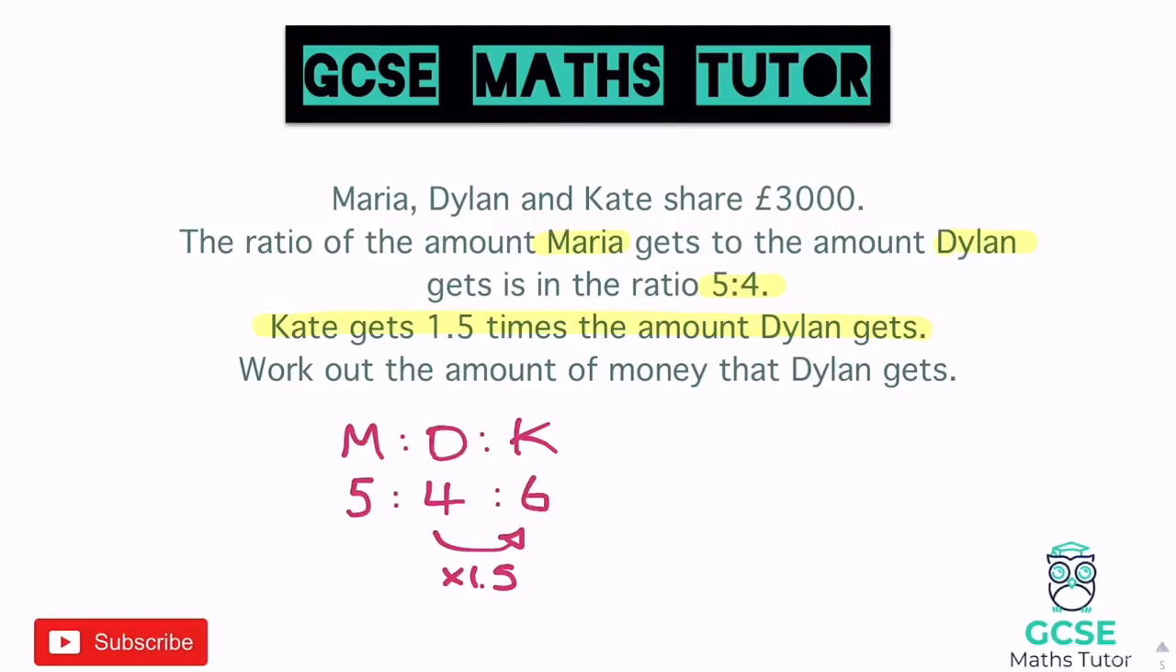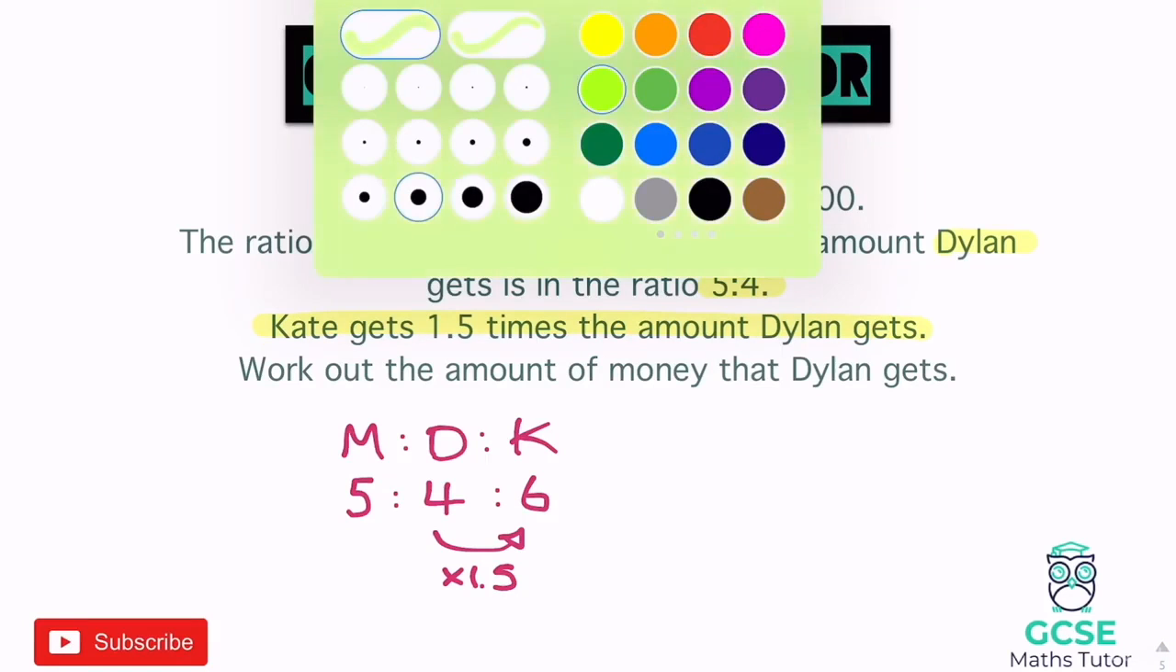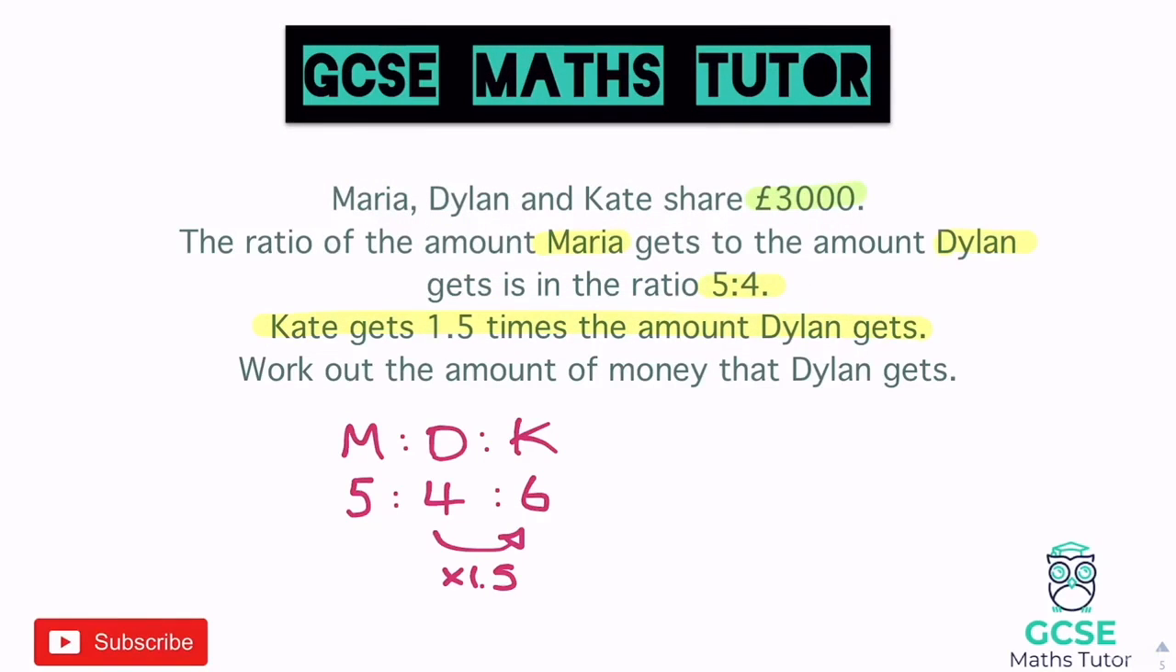So Kate is getting 6 parts. Remembering multiplying by 1.5, if you don't have a calculator, just adds an extra half on. Half of 4 is 2, add it on gives us 6. So now that we've multiplied that by 1.5, the rest of the question's nice and easy, because all we're going to do now is split that £3,000 in the question in the ratio 5 to 4 to 6.